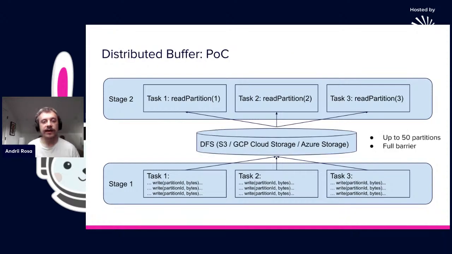For now, we provide a proof of concept implementation. It is production ready. We try to craft it in a way that is reliable and everybody can use. But why do we call it proof of concept? It's because it comes with limitations. Currently it's fairly limited. It only supports up to 50 partitions, and it also requires a full barrier synchronization between stages. That is also pretty limiting, and I will talk about that more a couple of slides down.